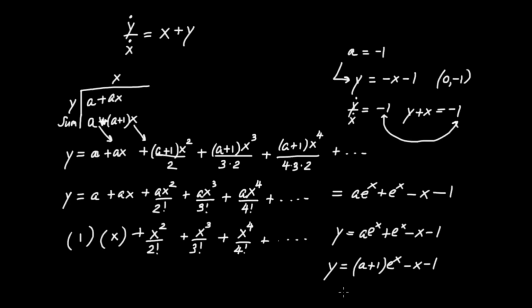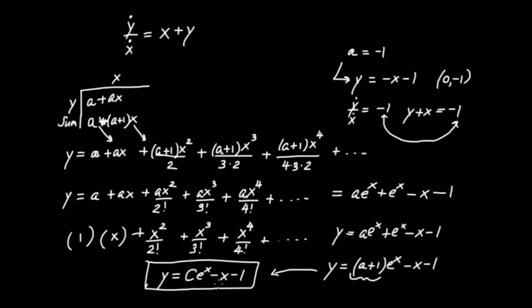We can also notice that if I take a look at this constant sitting out front of that e to the x, which is a plus 1, I could rename this as another constant. Let me call it c. And I could just as well rewrite this general solution in the following way. y is equal to some constant c times e to the x minus 1, which is probably something you would more commonly see as a way of writing the general solution to a differential equation like this, which is also called a first order linear ordinary differential equation.